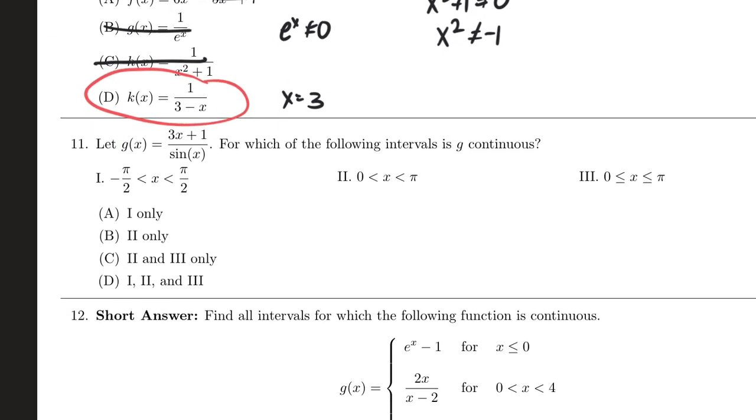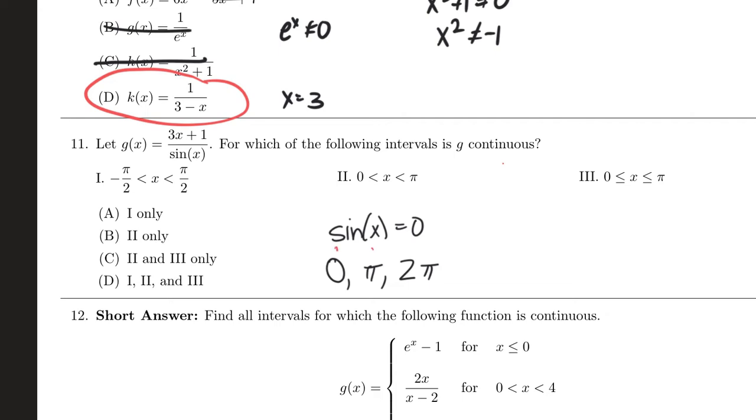All right, 11 is the one where you need to know the unit circle. We're looking for, again, continuity related to something with a fraction. So really we're thinking about when the bottom of this fraction is equal to 0. And if you know your unit circle, sine is equal to 0 at 0, pi, and 2 pi, and it repeats in both directions, but those are the main ones that are going to be helpful for this problem. So I would not be able to plug in 0.